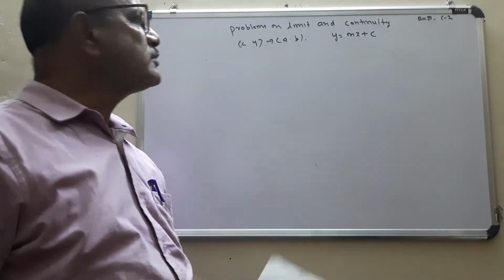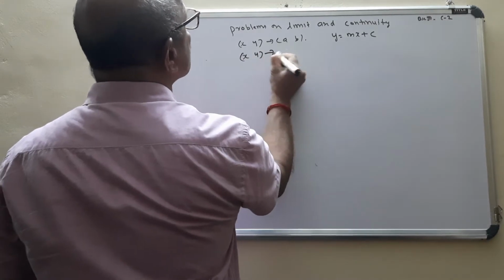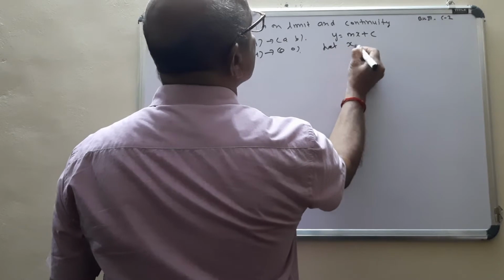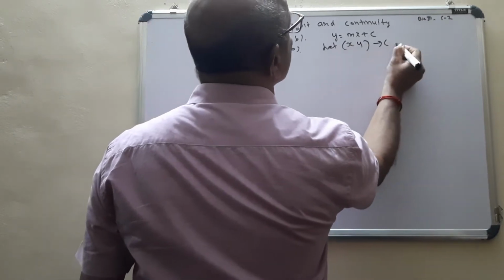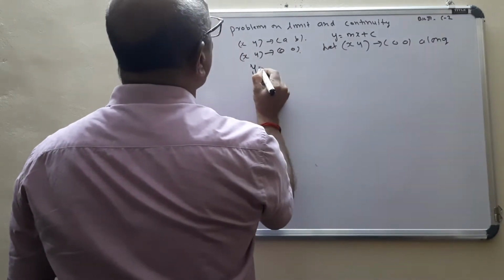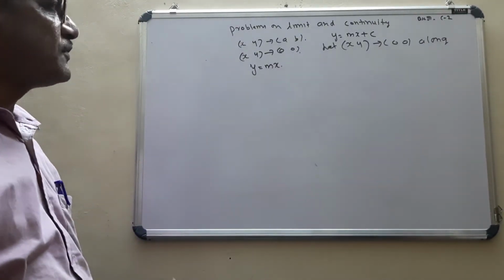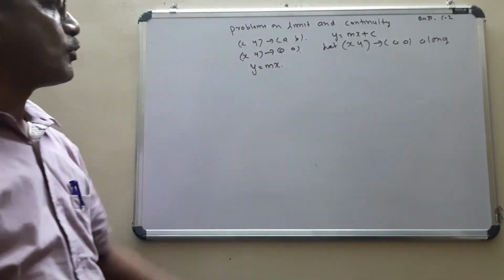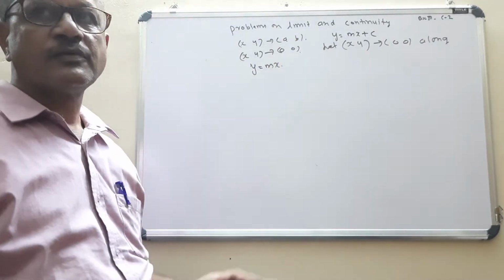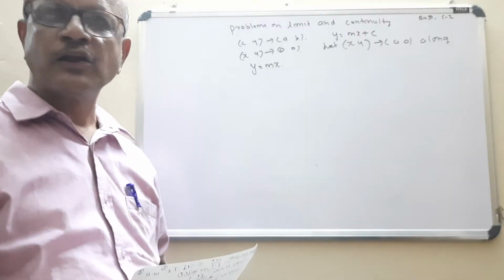But while solving the problems, we discuss only the problem on (x, y) goes to (0, 0), and here you have to take, let (x, y) goes to (0, 0) along y is equal to mx. Because when x and y are at the origin, the value of c becomes 0. Therefore, the relation between x and y changes to y is equal to mx. So take care of this and you can solve any problem on limit and continuity.